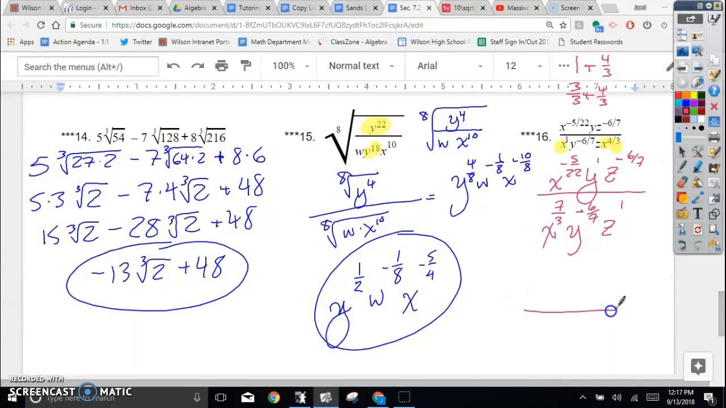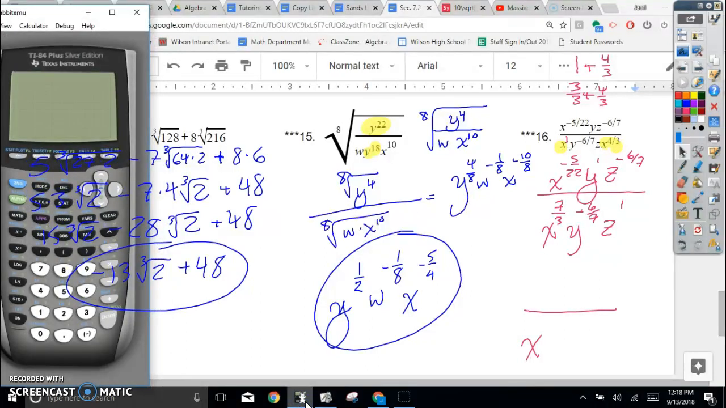So x is larger on bottom. So I'm going to have 7/3 minus -5 over 22. I was lucky enough to do this earlier. So there's 7/3 minus a -5 over 22. You get that 169 over 66.